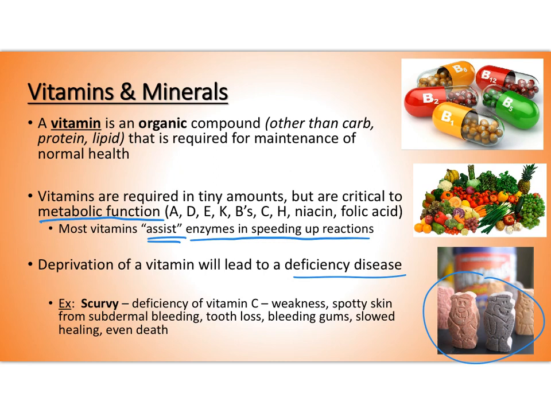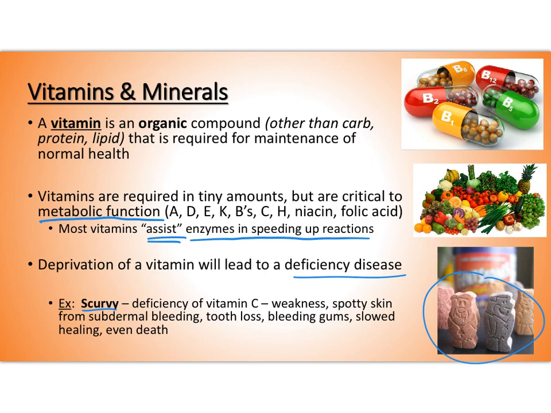Just to give us one example, we've got something called scurvy. It's not just for pirates, if you've ever heard them use that term in some sort of TV show or something. But scurvy is a deficiency of vitamin C. And what this does is a lot of different stuff, actually. It causes weakness. It causes the tissues to actually bleed just a little bit.